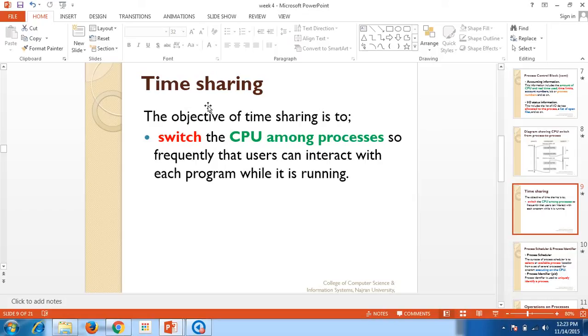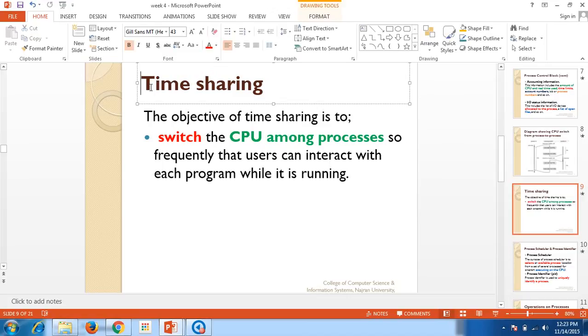There is this one scheduler, and it depends on scheduling algorithms, which we will discuss in the next lecture. We have different scheduling algorithms that we use to switch the CPU among different processes, because at a time maybe 50 processes are running, but actually we are working with one or two processes.